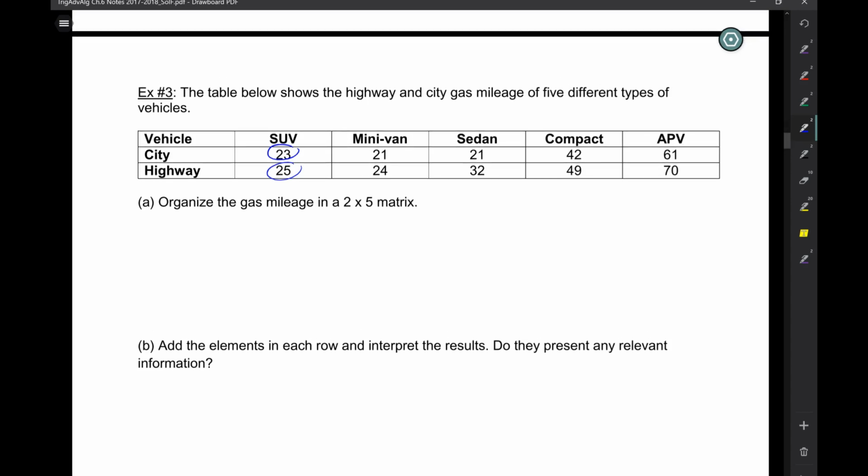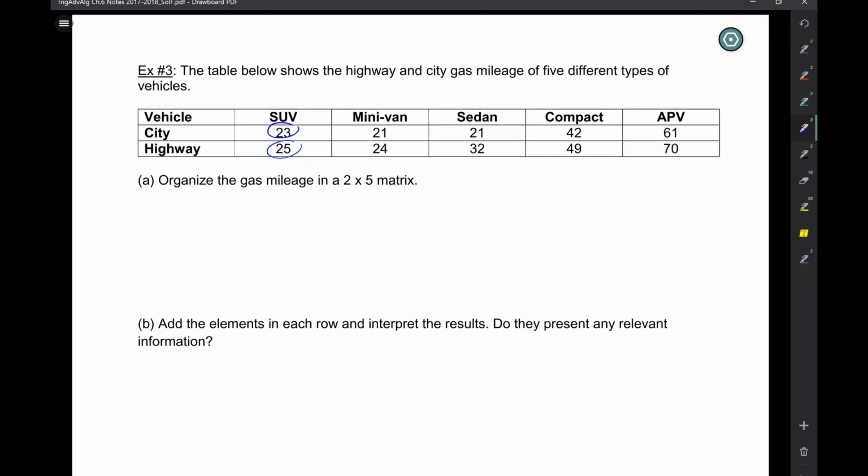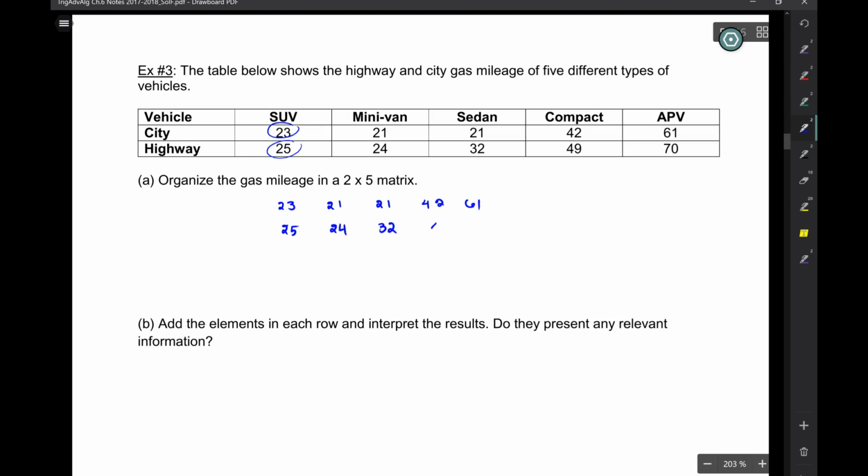So it says here now to organize this into a 2 by 5 matrix, right? A 2 by 5 matrix, I need 2 rows, 5 columns. Well, it's in a chart. It's not a matrix. So the matrix would just be 23, 21, 21, 42, 61, and here. All right, so that's a 2 by 5 matrix.